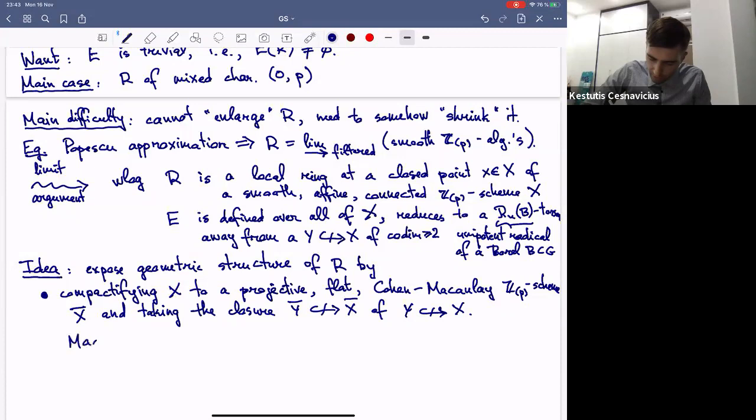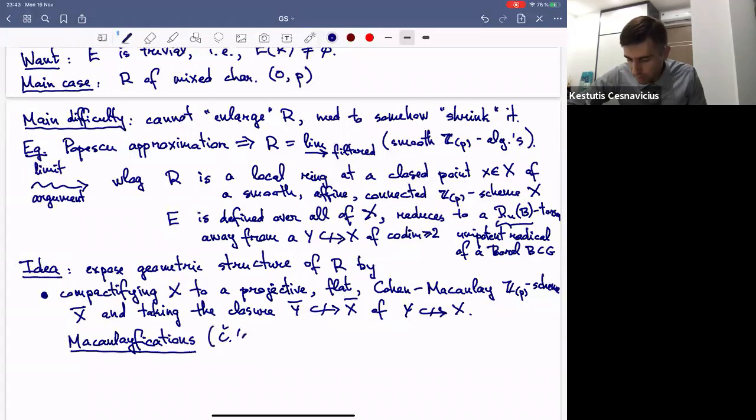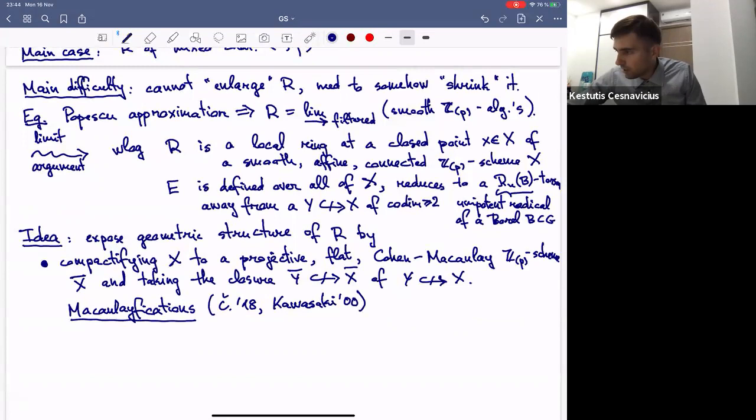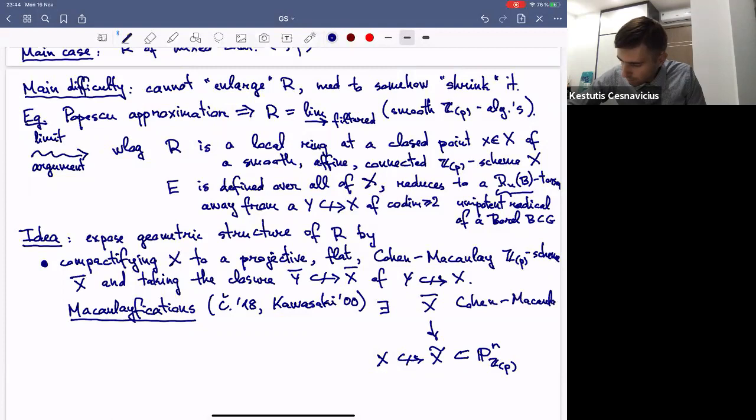The construction of this X bar uses Cohen-Macaulifications, the Cohen-Macaulay version of resolution of singularities, which is known in all generality. This builds on work of Kawasaki and Faltings, and has recently been settled in full, roughly speaking. The version that we'll need says precisely that if we take the schematic closure, say, of X in some projective space over Z localized at p, then there exists an X bar, a Cohen-Macaulay modification, and this map is birational.